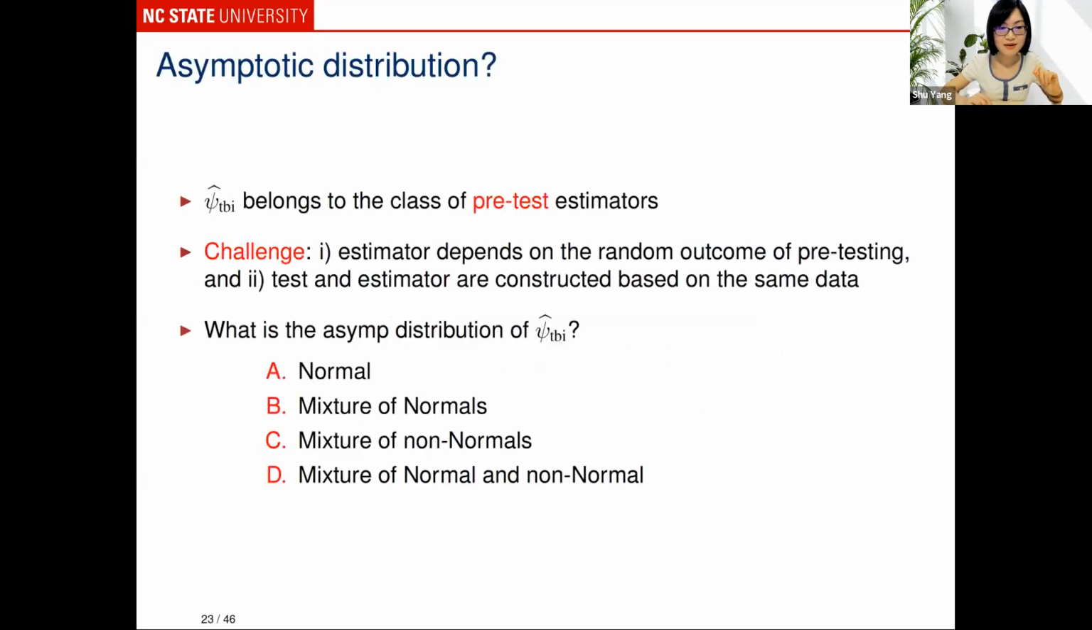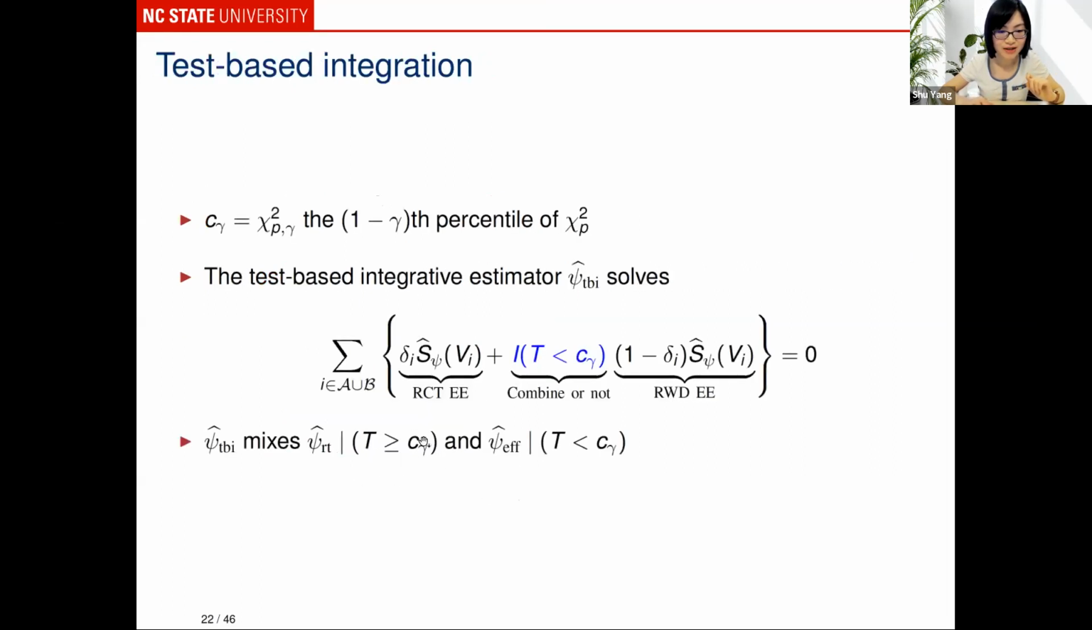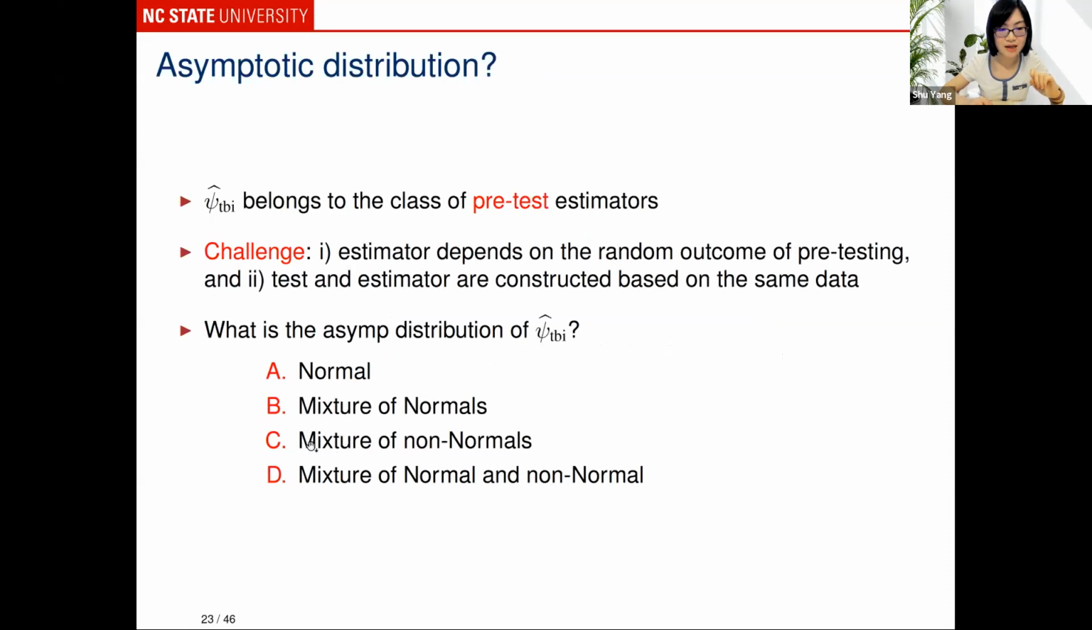What do you think is the asymptotic distribution of the TBI estimator? Here we have a multiple choice question. A is normal, B mixture of normals, C mixture of non-normals, and D mixture of normal and non-normal. Any guesses? If you look at the construction here, because the TBI estimator mixes two things, maybe mixtures are better guesses. And because in each component the test and the estimator are dependent, each mixing component may be a non-normal distribution. And therefore, C is a good choice. But the answer is A and D.